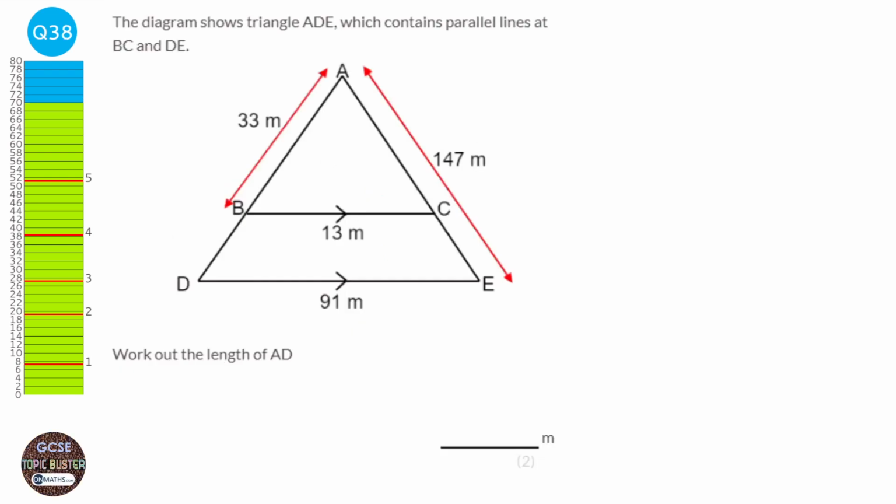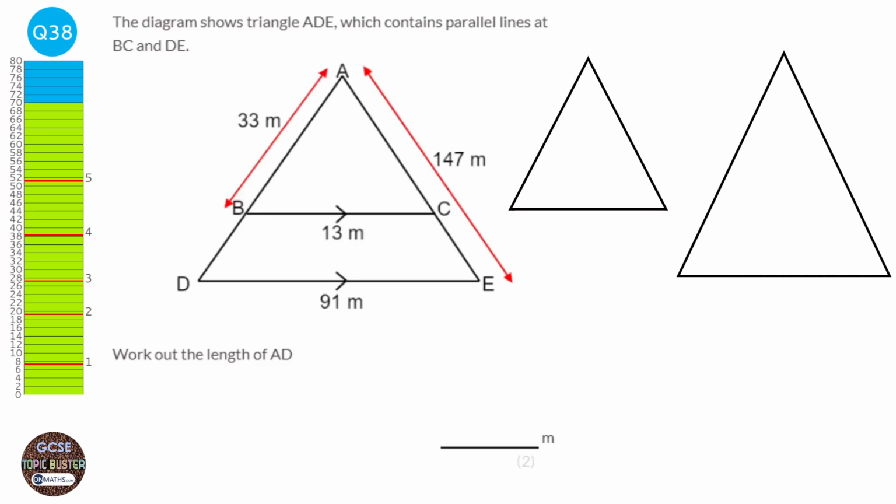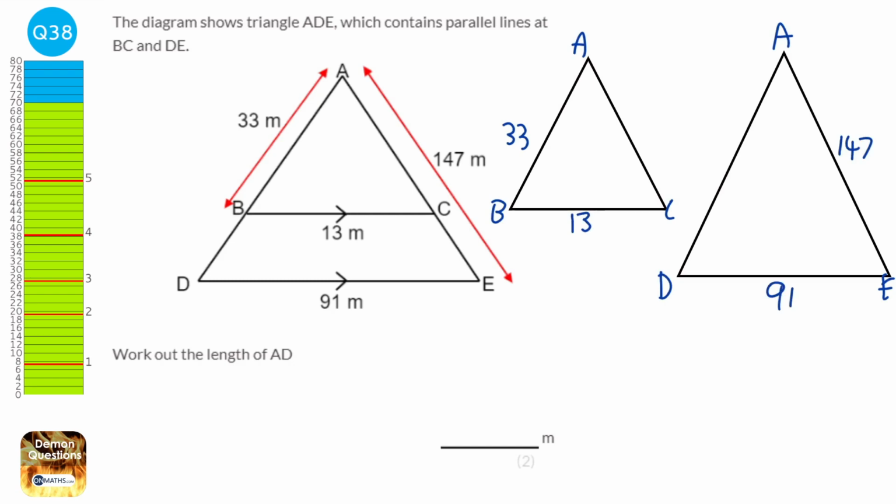I'm going to draw out the two triangles that we have here separately, so we can see a little bit clearer about what's going on. And it's actually good advice to draw them separately. So here we've got AB, which is 33 meters. And this other triangle is ADE. We've got the 91 there, and we've got 13 there, and then we've got 147 here. And we're asked to find length AD.